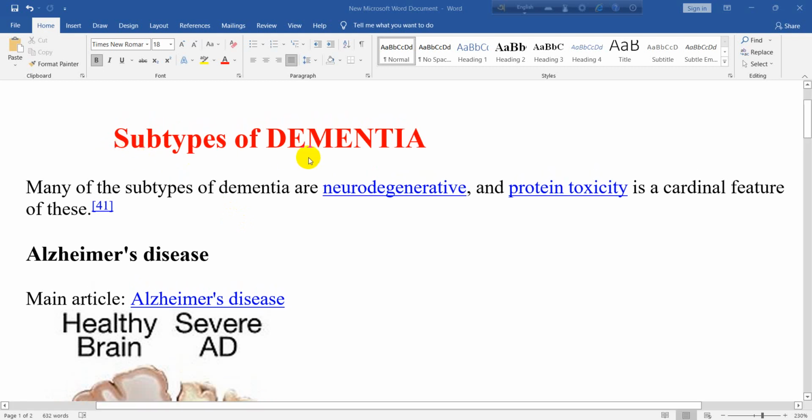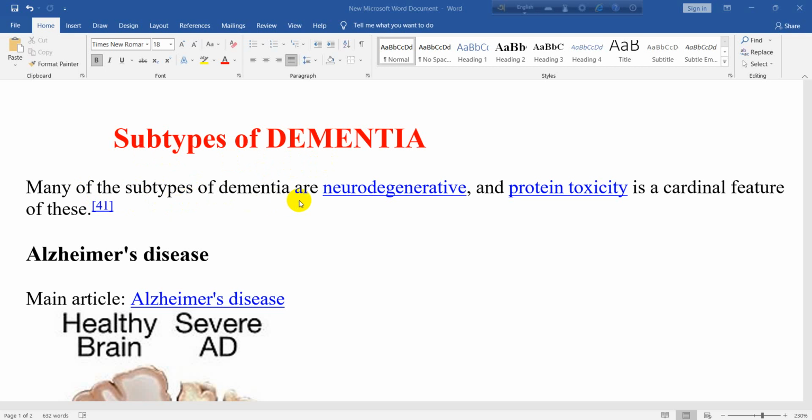Subtypes of dementia. In this lesson, we are going to talk about the subtypes of dementia. Some of the subtypes will be discussed in this lesson, and the rest will be discussed in the next lesson. So now let's enjoy reading the subtypes of dementia.